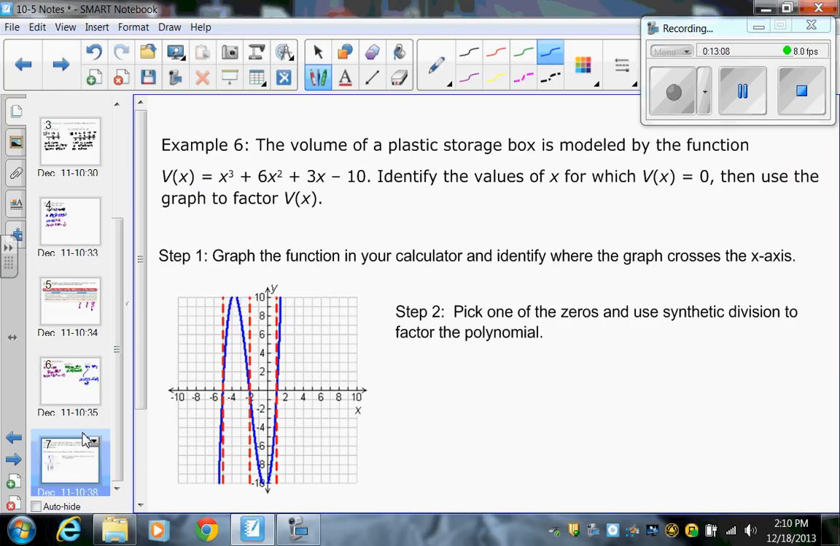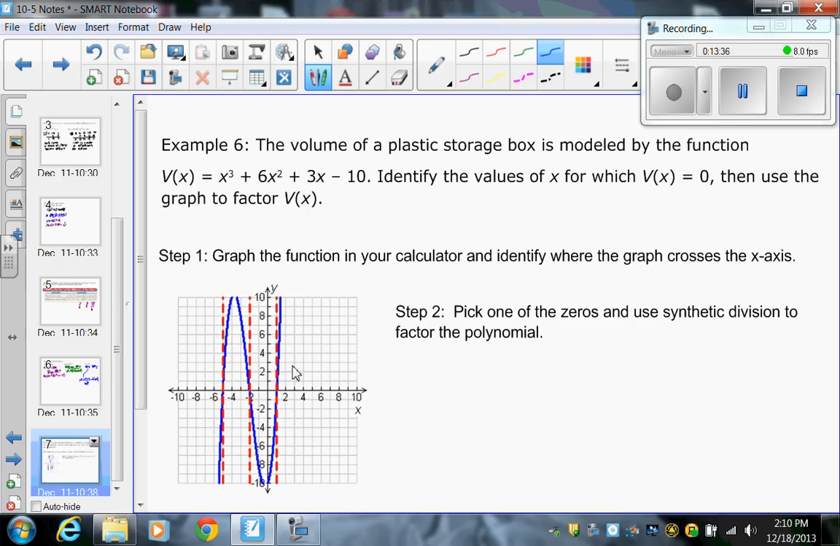Last example says that the volume of a plastic storage box is modeled by the function v of x equals x to the third plus 6x squared plus 3x minus 10. Identify the values of x for which the value of v of x is 0. Then use the graph to factor v of x. So first thing we would do is in our graphing calculator, you would type in your function in y equals so that you get the graph that you're seeing right here.